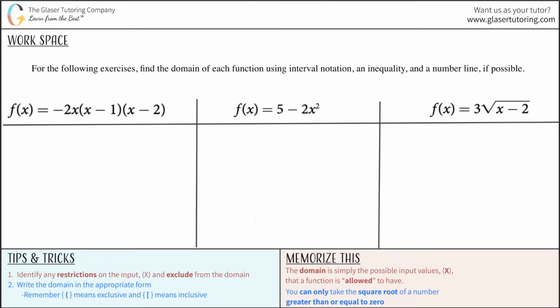A domain is simply the possible input values, usually x, that a function is allowed to have. So if I were to look at my first example over here, what I need to do is take a look at the x values. There's an x here, there's an x here, and there's an x here. So I'm thinking to myself, are there any restrictions? If we look at the tips and tricks at the bottom, step number 1: are there any restrictions on a value that I can place here for x, wherever x is? And there really is not.